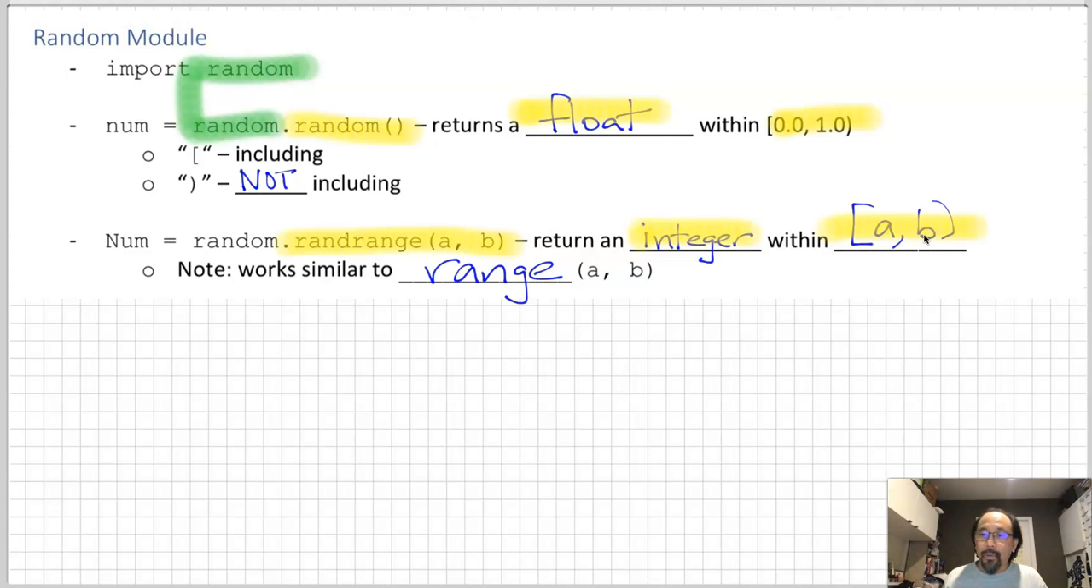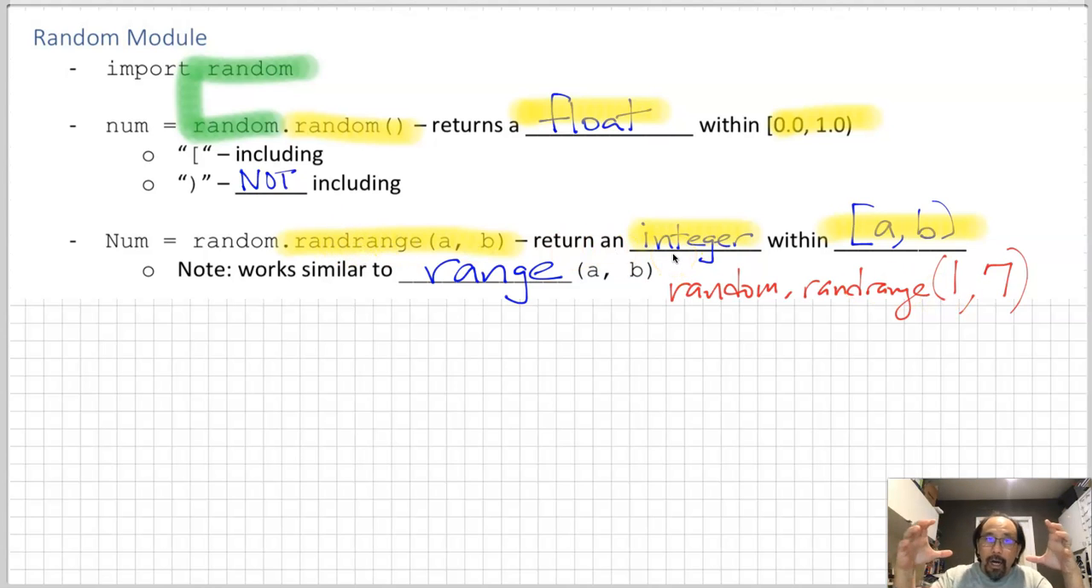So suppose I wanted to roll a dice and I wanted to get a random number from 1 to 6. What would I do? I would say random dot randrange starting from 1 up to 7 but not including the 7. So this would be the way I would generate a random integer from 1 to 6. Okay, so that works really nicely for integers, generating a range of numbers.